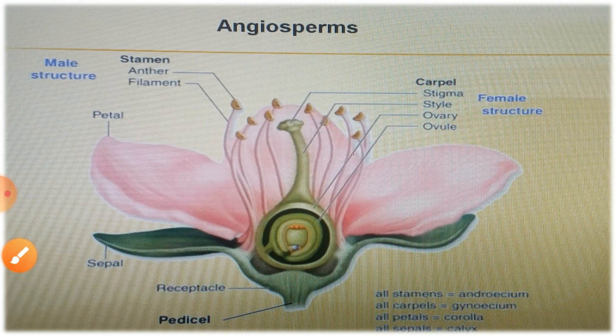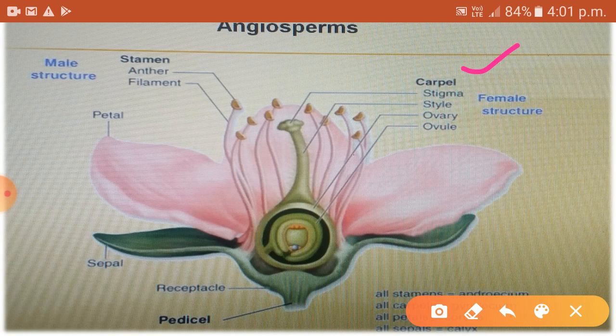The female reproductive organ in a flower is the carpel. You can see here, the carpel consists of a stigma, a long style, and a basal ovary, inside which ovules are found. The presence of the carpel is one of the most distinguishing features separating angiosperms from gymnosperms.